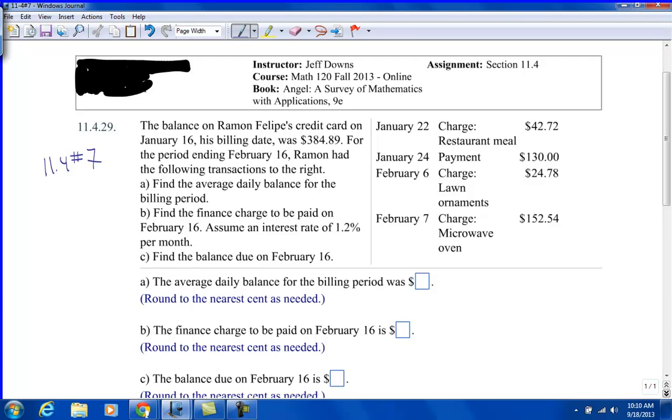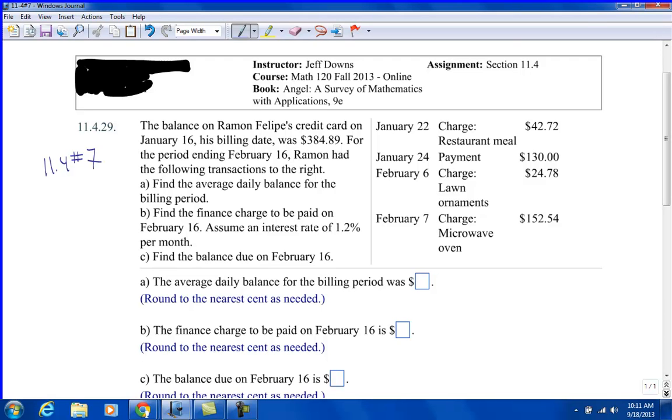This is the balance on Ramon Felipe's credit card on January 16th. His billing date was $384.89 for the period ending February 16th. Ramon had the following transactions to the right. Find the average daily balance for the billing period. Find the finance charge to be paid on February 16th. Assume an interest rate of 1.2% per month, and then find the balance due on February 16th.